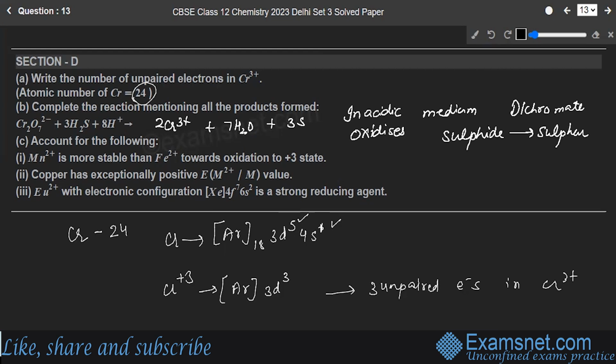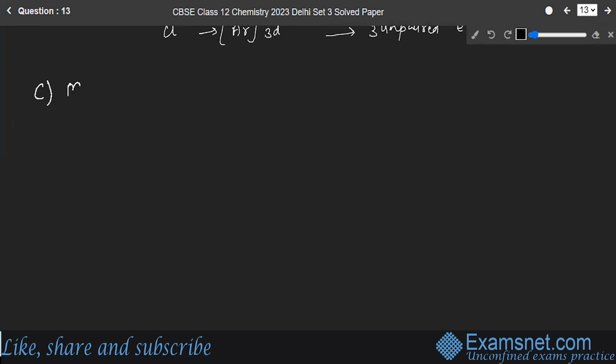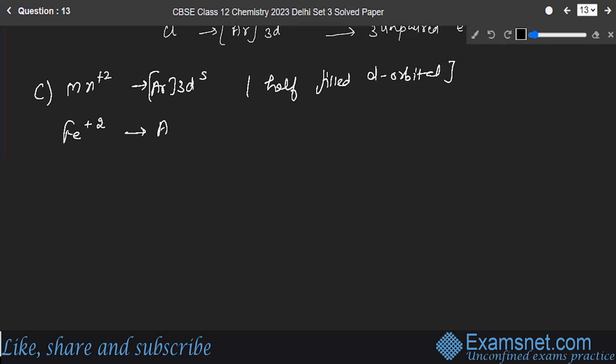Now the C part of the question. Account for the following. The first one: manganese 2 plus is more stable than iron 2 plus towards oxidation to the 3 plus state. Manganese 2 plus has the configuration argon 3d5, so it has a half-filled d orbital, and Fe2+ is argon 3d6. Manganese 2 plus compounds are more stable due to the half-filled d orbital. Fe2 plus compounds are comparatively less stable as they have 6 electrons in their d orbital. So they tend to lose one electron and get to the stable 3d5 state.